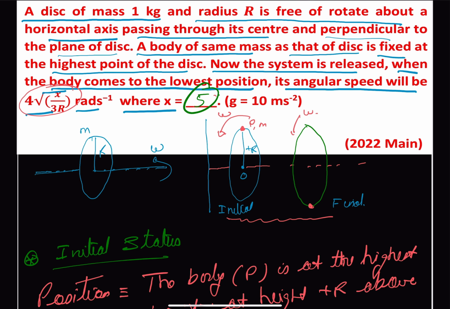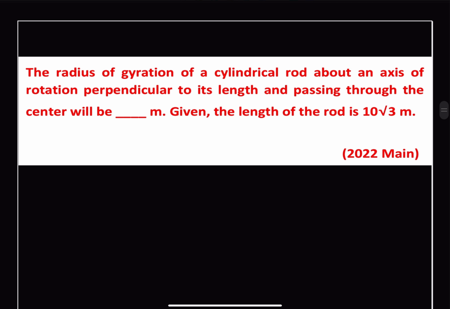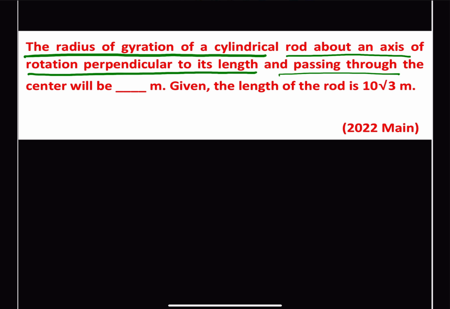Next question. It states that the radius of gyration of a cylindrical rod about an axis of rotation perpendicular to its length and passing through its center will be dash meter, given that the length of the rod is 10 square root of 3 meters.